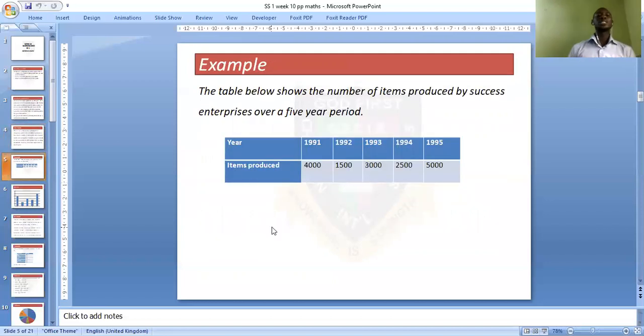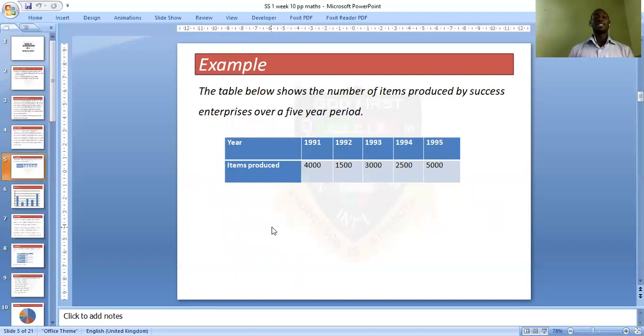Example: the table below shows the number of items produced by a company, a social enterprise, over a period of 5 years. That is the year and the item produced for all the years, let's say in quantities or in kilograms. Let's say in 91, they produced 4,000. In 92, they produced 1,500. In 93, they produced 3,000.